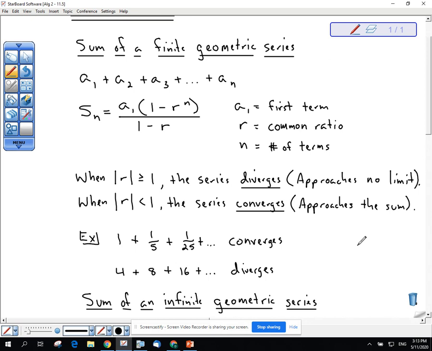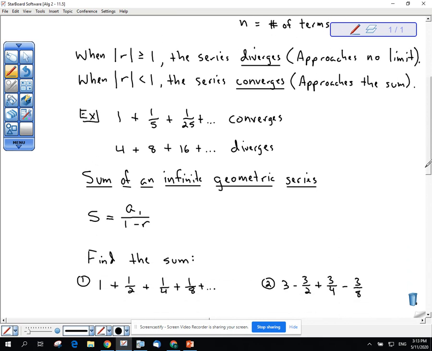That means it's less than 1. That means it's the second situation here in the definitions of diverge and converge. It's going to converge. 4, 8, 16, et cetera, that diverges. You're never going to get that sum, right? The next number is 32. The next number is 64. This is going out of control. That's going to infinity. You're never going to get the sum, okay?